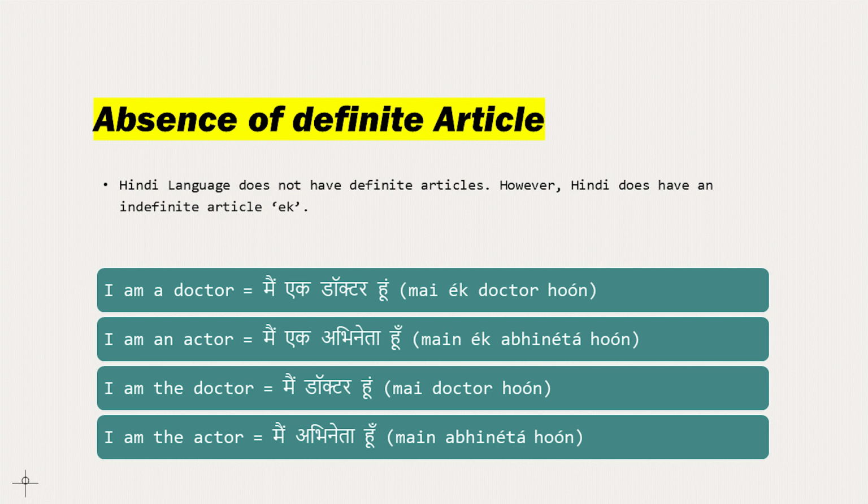Hindi language does not have definite articles. However, Hindi does have an indefinite article ek. Ek literally means one in Hindi. It is only used when the speaker wants to stress the referent. Like, for example, I am a doctor in Hindi is मैं एक डॉक्टर हूँ.